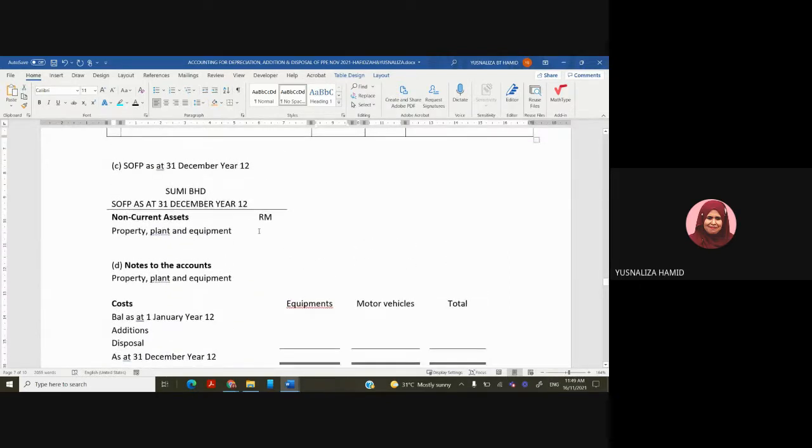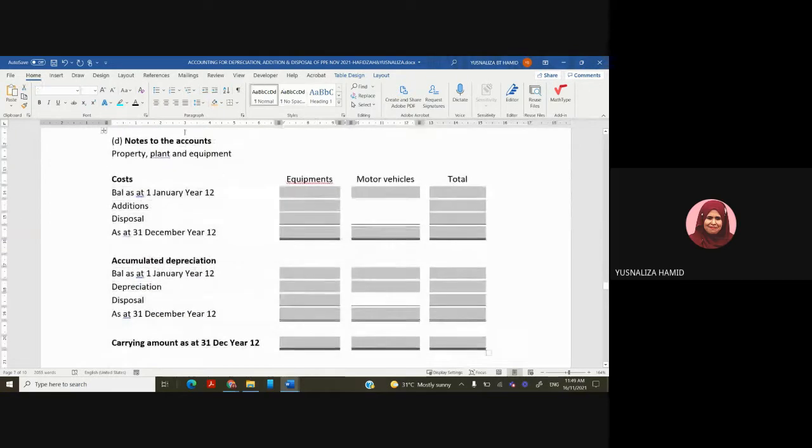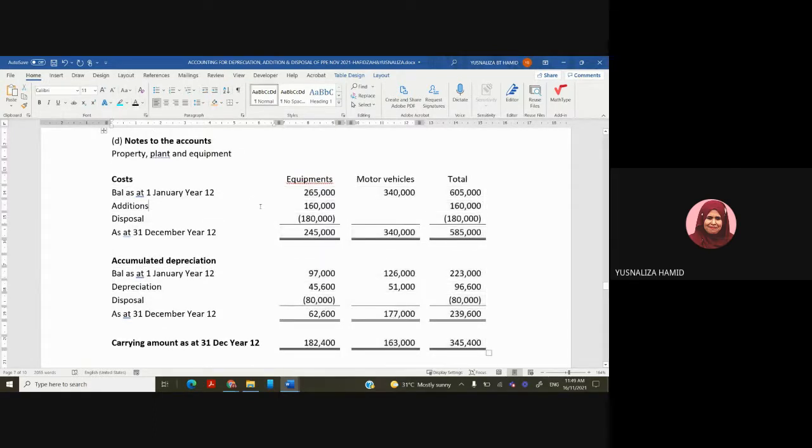Okay, these are the presentation, more or less the same like what we have done before this. Only that what makes the difference is the calculation for the depreciation for the equipment. That is what caused the difference. The calculation of depreciation for motor vehicle does not change.